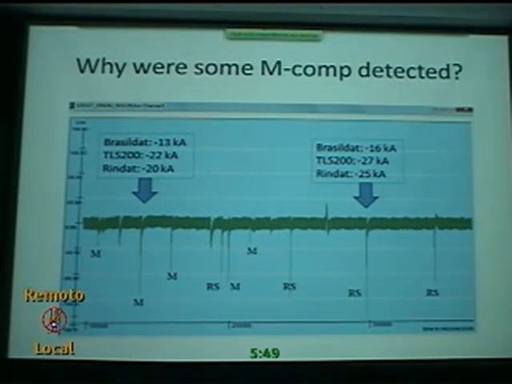And also another comment about the M components and return strokes. The only way you are going to make Ken happy is by actually measuring and characterizing the fields for the M components and return strokes, trying to distinguish between them, and actually having current measurements in your tower to prove to him that the channel was not cut off.